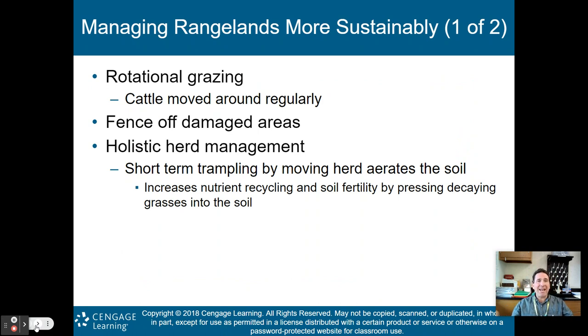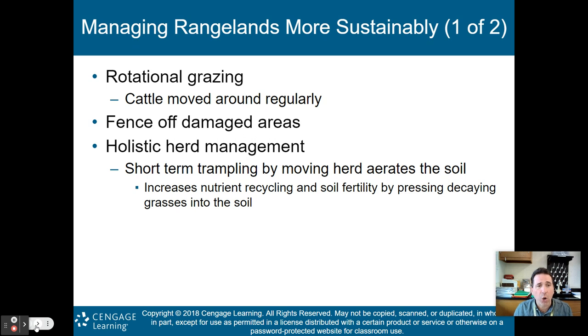So we need to manage our rangelands more sustainably. How do we do that? Well, use something called rotational grazing. I'm sure you've heard of crop rotation. Well, there's also a grazing rotation, which means move your cattle around regularly and graze different areas of the rangeland at different times of year. Fence off damaged areas and let secondary succession take over and rejuvenate those damaged areas.